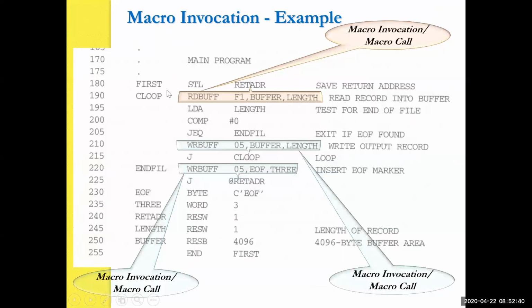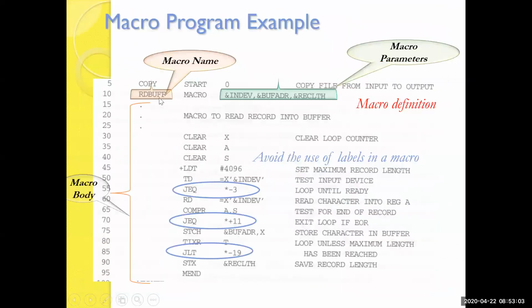Next, the first instruction that is not part of the macro is actually beginning here with the statement FIRST STL RETADR, the return address, which is the main program. The second statement is a macro invocation statement. Here, please note, the macro invocation is indicated in the opcode field with the macro name. The macro name here is RDBUFF. RDBUFF was already defined here.